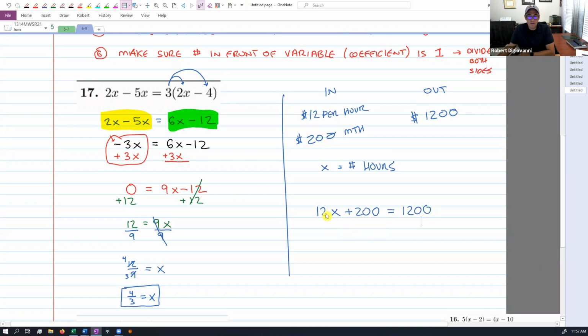Does that make sense? $12 for every hour I work plus the $200 that my parents are graciously giving me must equal the $1,200 to pay for the apartment and whatever else it is. This is a linear equation. You can solve this for x and run through the steps. It's just an illustration of how in the real world you can use linear equations to solve problems.